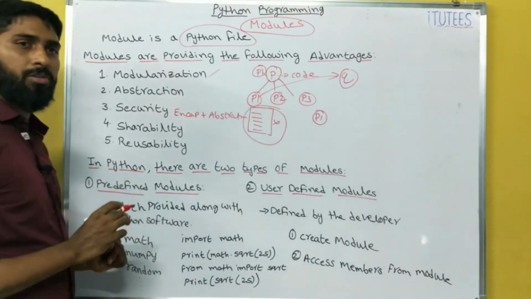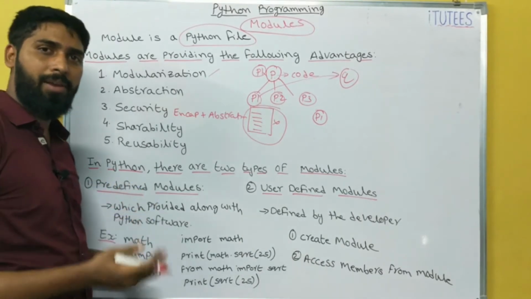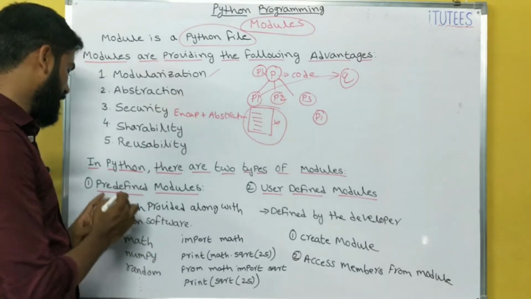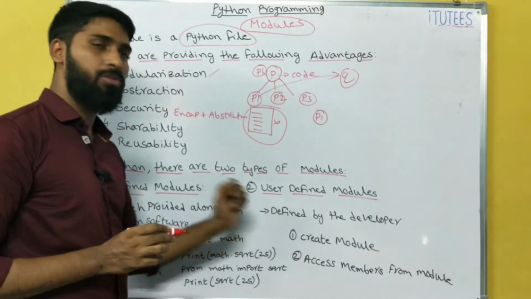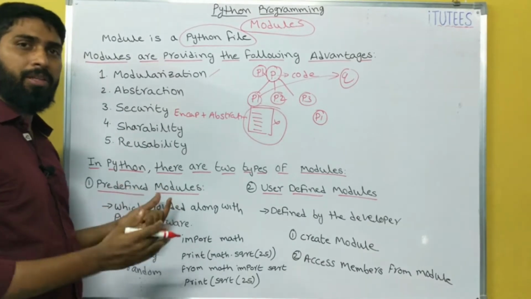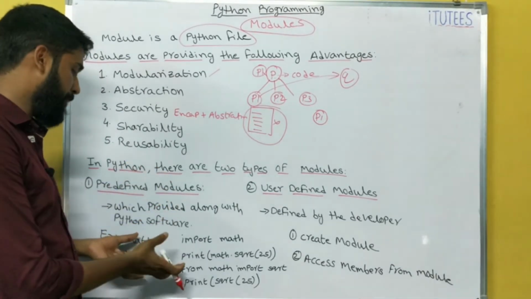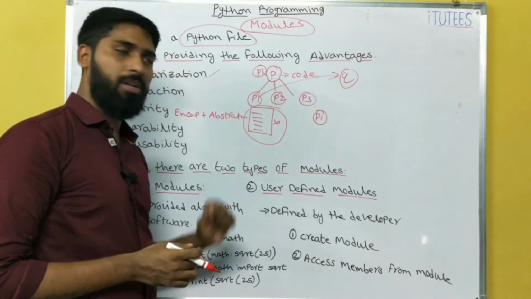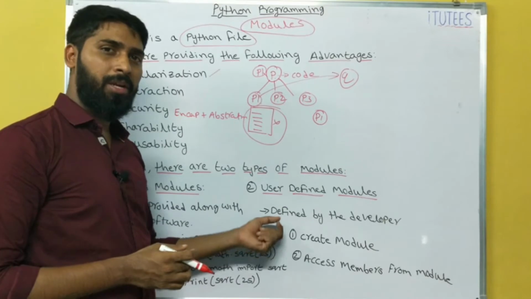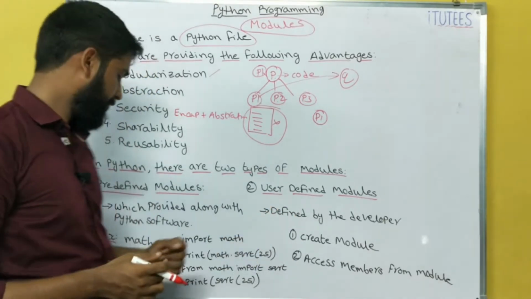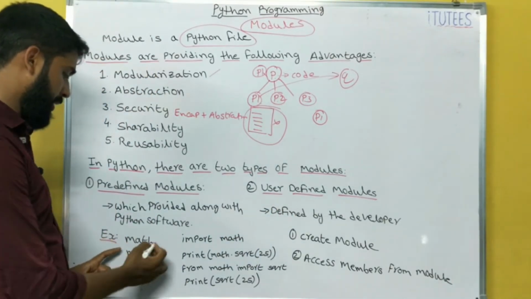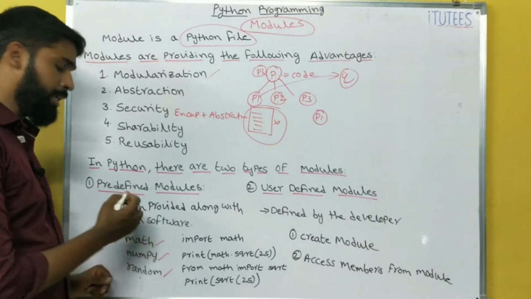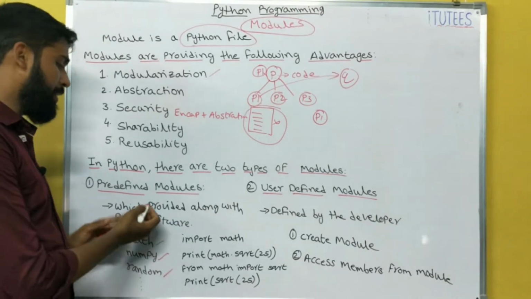Now we are going to see how many types of modules are available in Python. In Python there are two types of modules available. One is predefined, another one is user defined. Predefined means when Python is installed on your computer, these packages automatically come into your system. User defined modules are defined by the developer. Some examples: math, numpy, random, tkinter. All these are predefined packages available in Python.